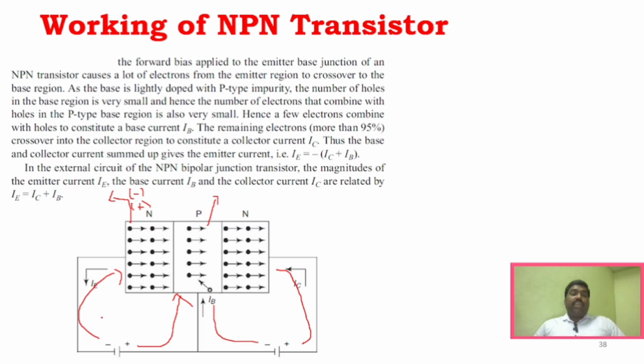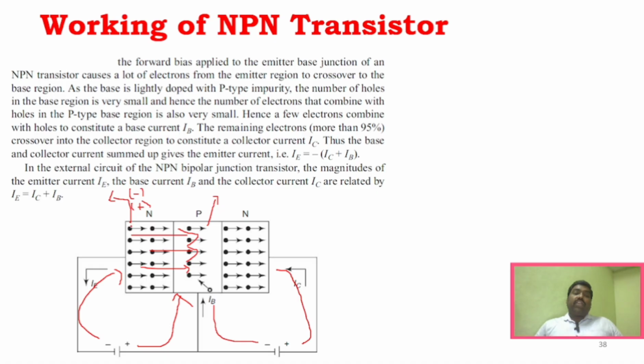And what happens here? We are giving negative supply to the N side, and because of that, repulsion will take place, which will make the electrons flow towards this particular base. It crosses this particular junction. We know that the width of the base region is very small. It is very lightly doped and very small, and you have only fewer holes there, because of the small region.